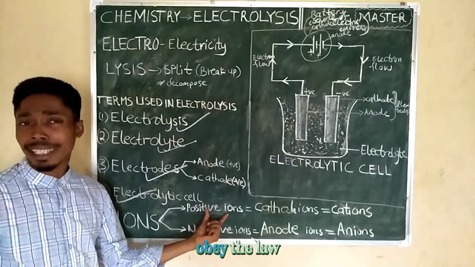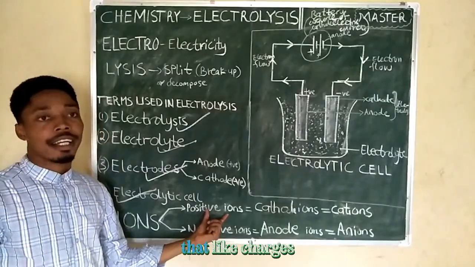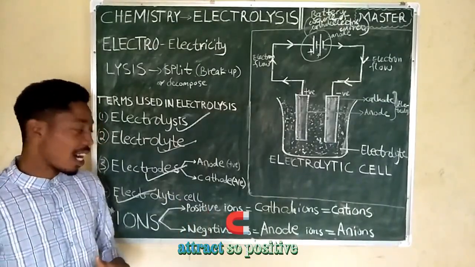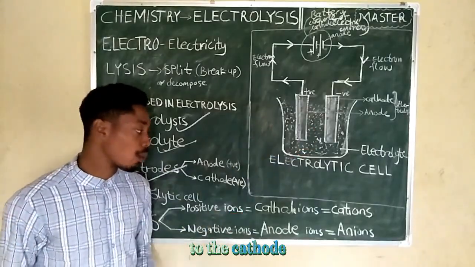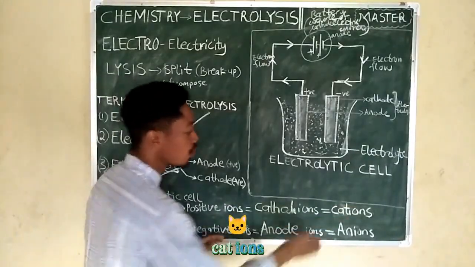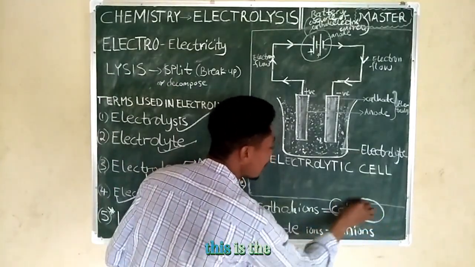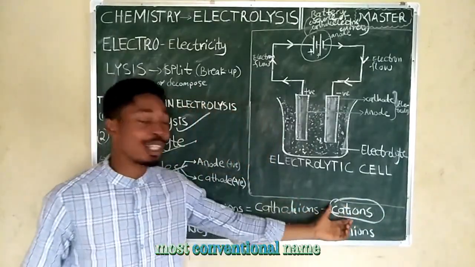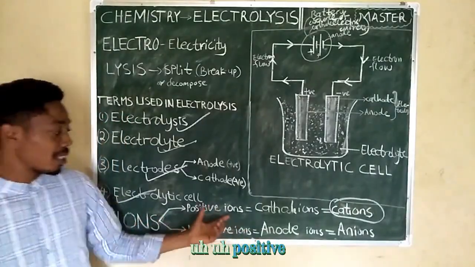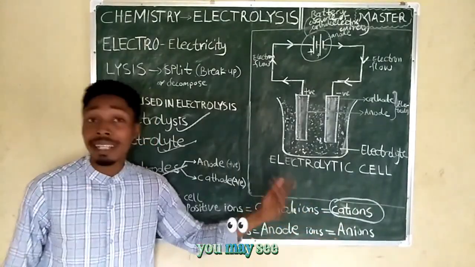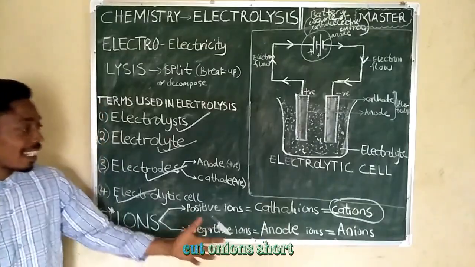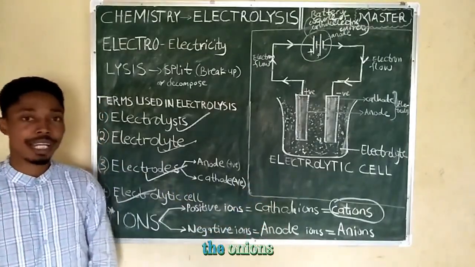This is to obey the law of electricity that like charges will repel and unlike charges will attract. So positive ion will go to the cathode. And cathode ions is also called cations. This is the most conventional name you're going to hear for these positive ions, cation. This is what you may see most times circulating in our videos. Cations, short form for cathode ions.